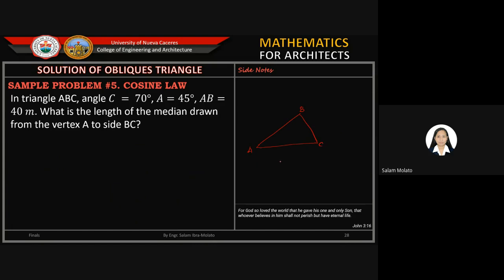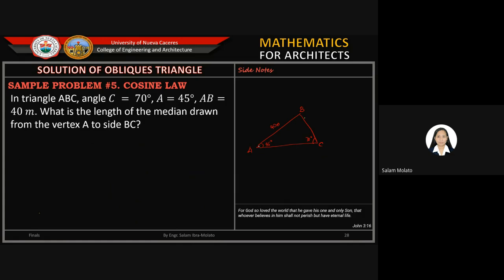All right. So ang given is the angle C, which is 70 degrees. Angle A is 45 degrees. And the length AB is 40 meters. That is the length AB. So what is the length of the median? So median drawn from the vertex. So let me draw the median. So median is drawn from the vertex A.